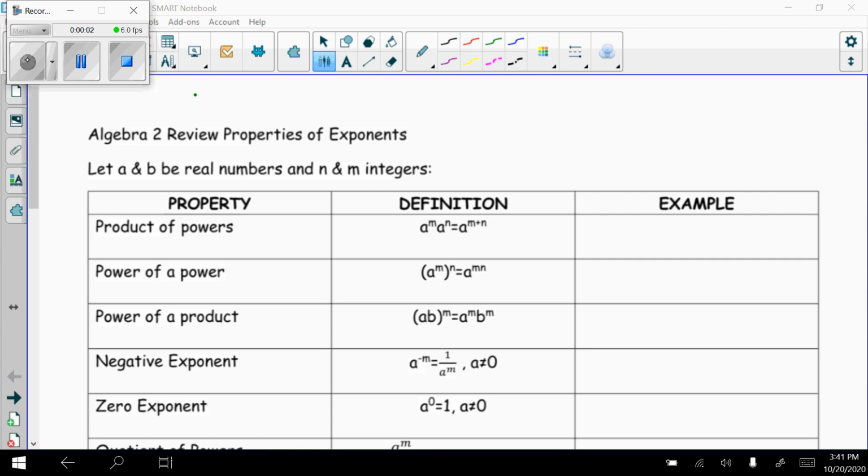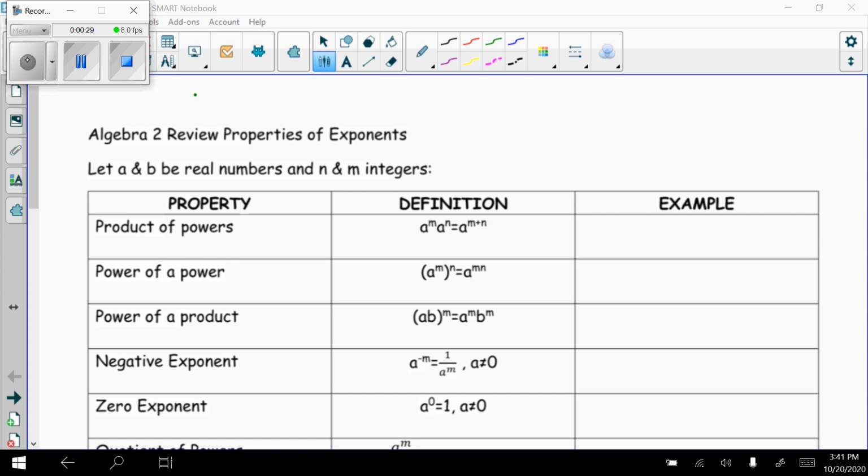Okay, before we look at section 3.2 in Algebra 2, we're going to do a review of properties of exponents. So let's go through all of these properties first. We're going to let A and B be real numbers, so no imaginary, no complex, and N and M are integers, okay? So the product of powers says that if I have A to the M times A to the N, so they have the same base but different exponents, I simply add my exponents.